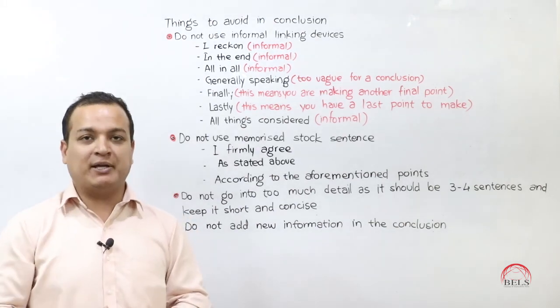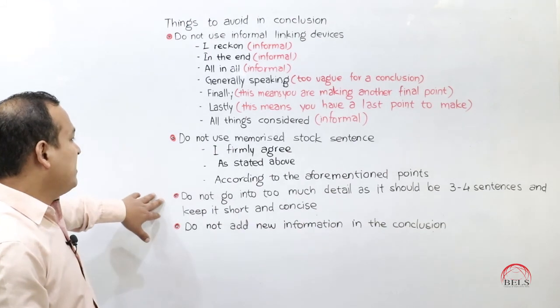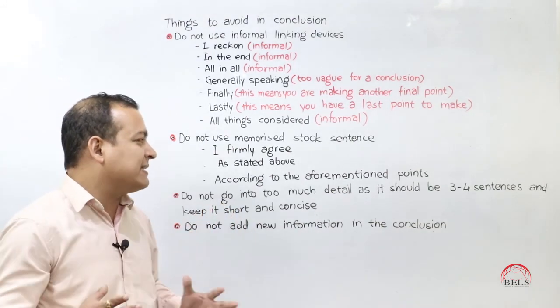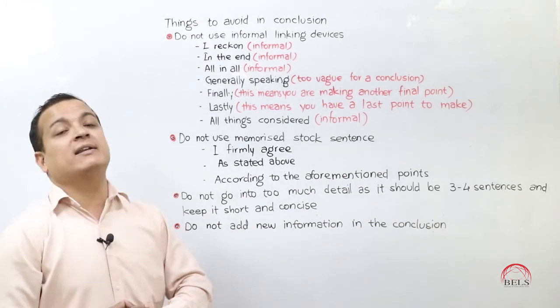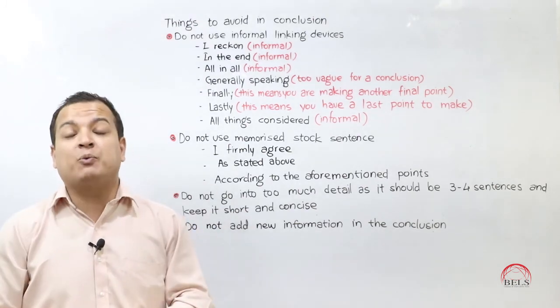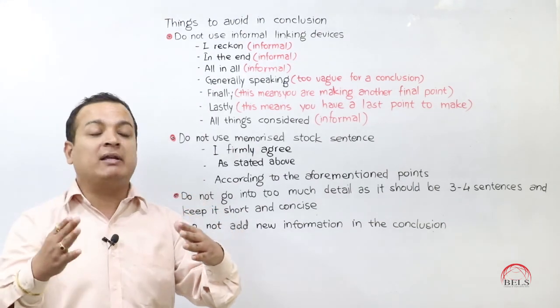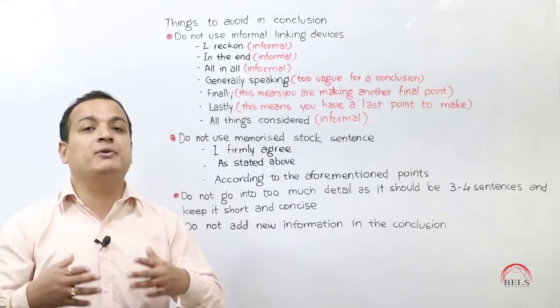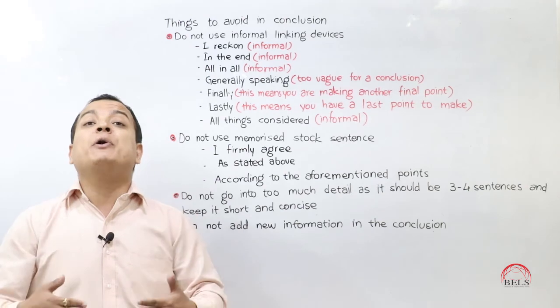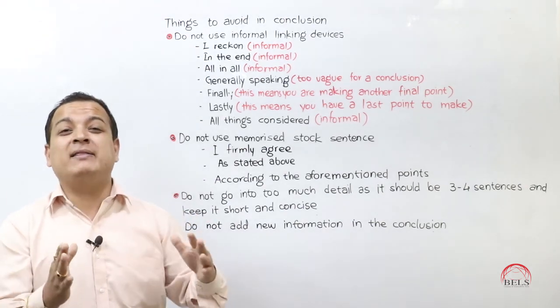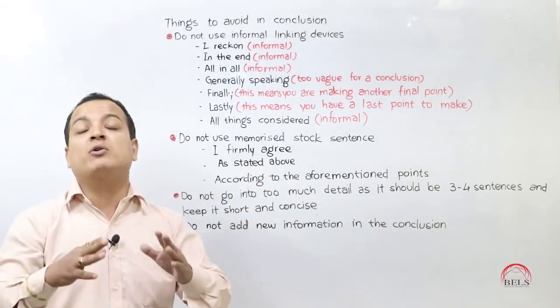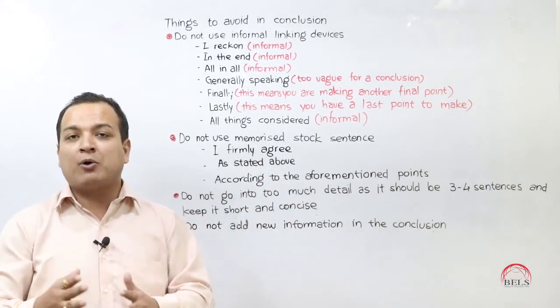I'll explain that later. Now, the third point is do not go into too much detail, as the conclusion should be 3 to 4 sentences, short and concise. Many of our students keep on writing. They do not realize how many words they are using in the conclusion part. They try to explain things. Guys, make sure you explain this in the body paragraph. You are not supposed to explain something in the conclusion part.